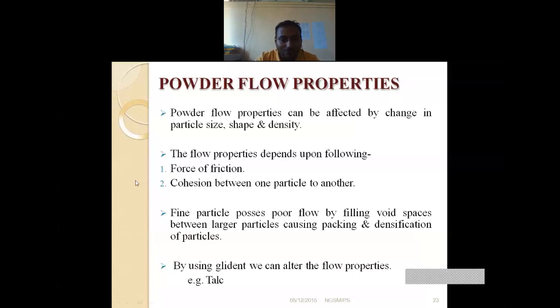The flow properties depend upon the following: force of friction. Why do we use, in the preparation of tablets, magnesium stearate and talc? Why are we using all these excipients?